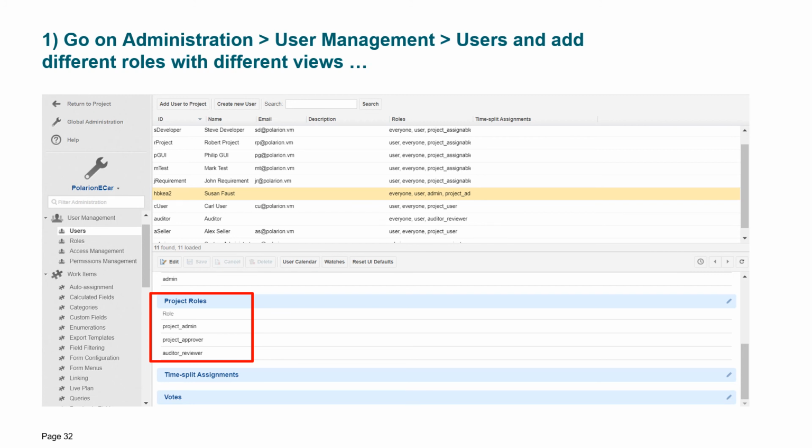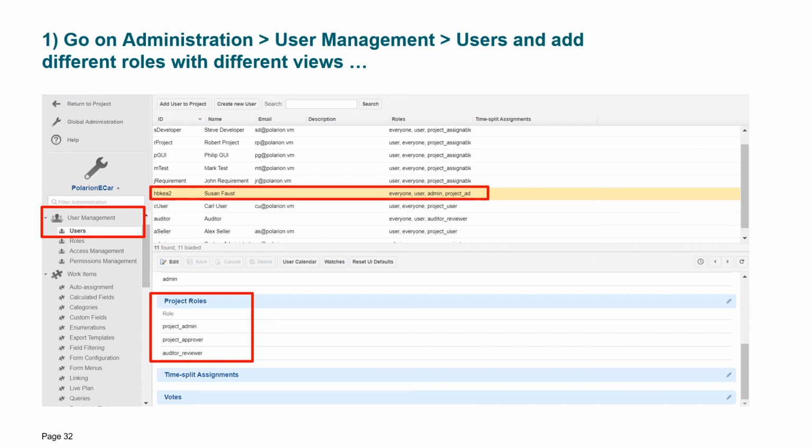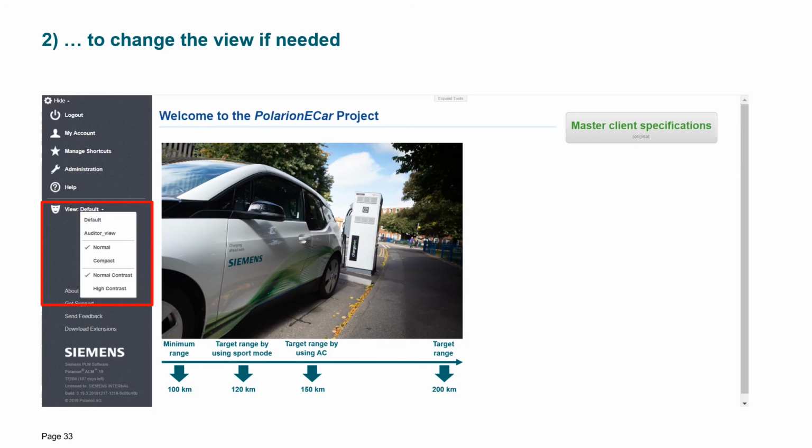So therefore, you go on administration, go on user management, users, and add different roles with different views. In my case, I have added to my account Susan. I have added the project roles, project admin, project approver, and auditor reviewer. So with these different views, I have the possibility when I go on administration and the view, click on the drop-down button, I have the possibility to choose between, for example, the default view or the auditor view. So this is just like one small benefit you could imagine for your project.